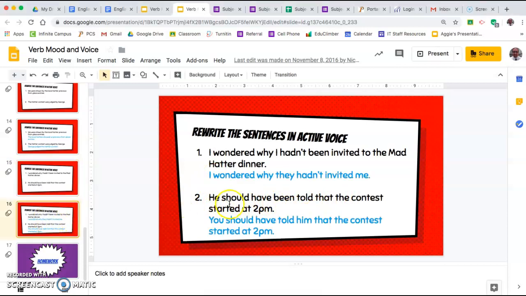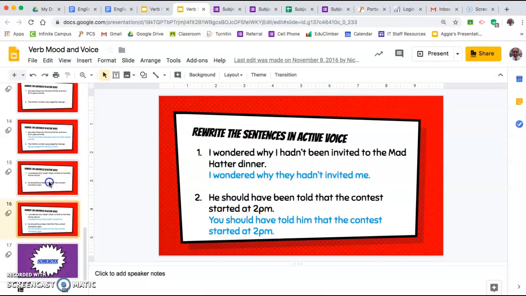Okay, and these are probably good because they're kind of confusing as to who is actually doing the action, so they're a little harder to rewrite. But you'll notice that there are other ways to do it. I gave 2 examples that are different from what we have up here. Here it says, I wondered why they hadn't invited me. So it just said they, even though we don't know who they is. Here it says, you should have told him that the contest started at 2 p.m. So this tells somebody specifically that they should have told him. In this case, you should have told him.